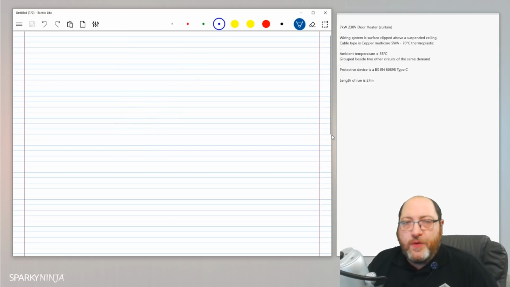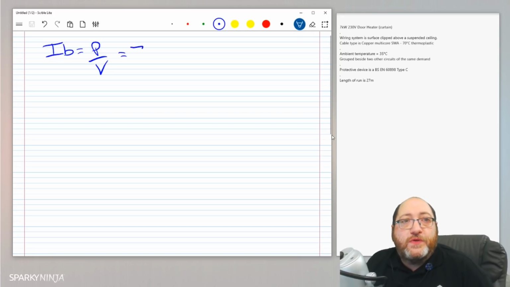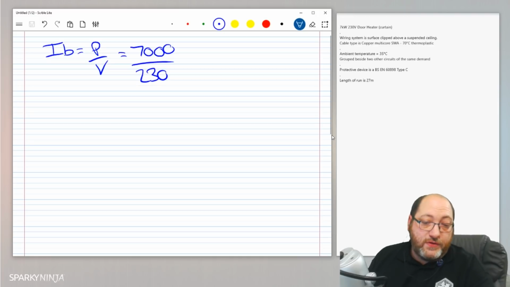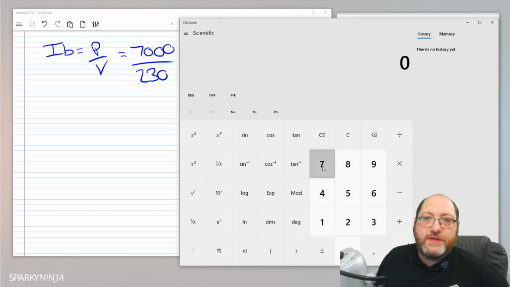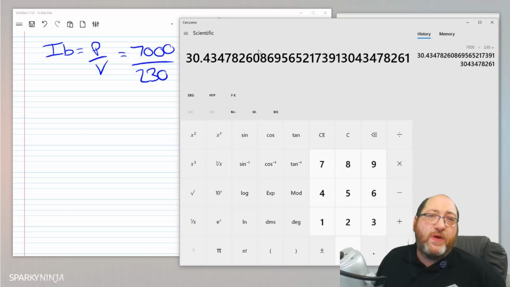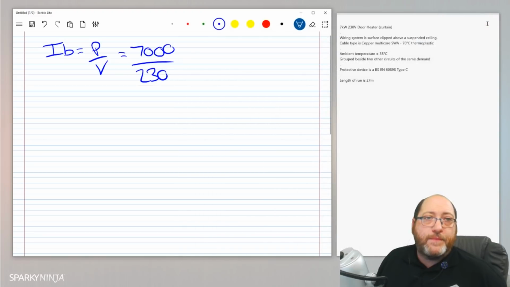Now let's get a little bit more complicated. In the scenario I have on the right, we're going to start thinking about cable calculation. If we were to do that, we would say that IB is equal to P over V, power over voltage, which is equal to 7,000 over 230, which I haven't got a clue. Hang on. So 7,000 over 230 equals this. 30.43, we'll call that. Fine. Okay.